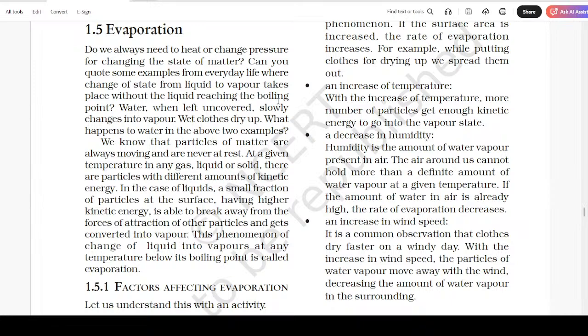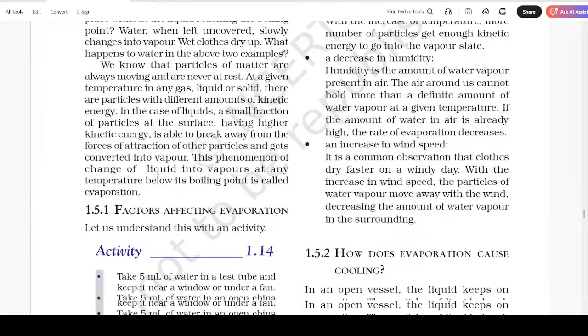We know that particles of matter are always moving and are never at rest at a given temperature in any gas, liquid, or solid. These are the particles with different amounts of kinetic energy. In the case of liquids, a small fraction of particles at the surface having higher kinetic energy is able to break away from the forces of attraction of other particles and gets converted into vapor. This phenomenon of change of liquid into vapors at any temperature below its boiling point is called evaporation.